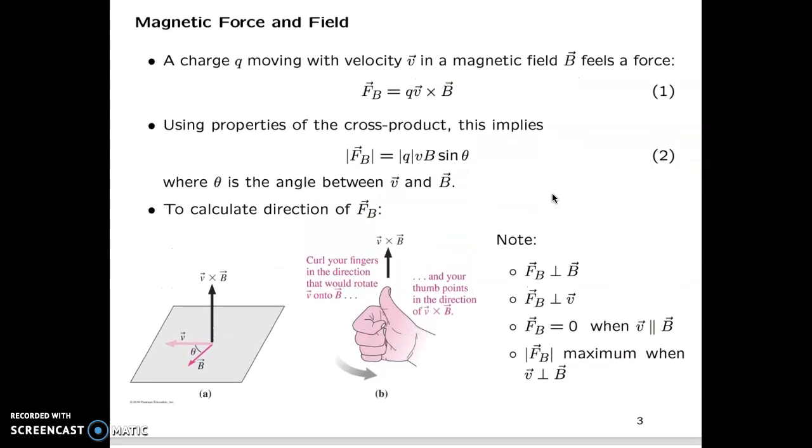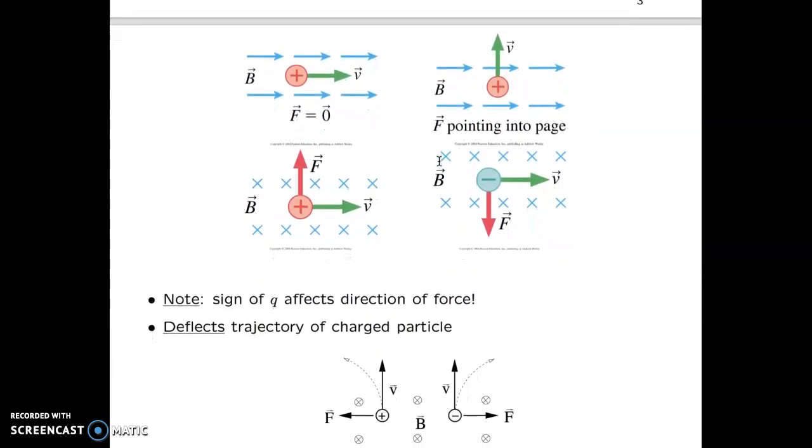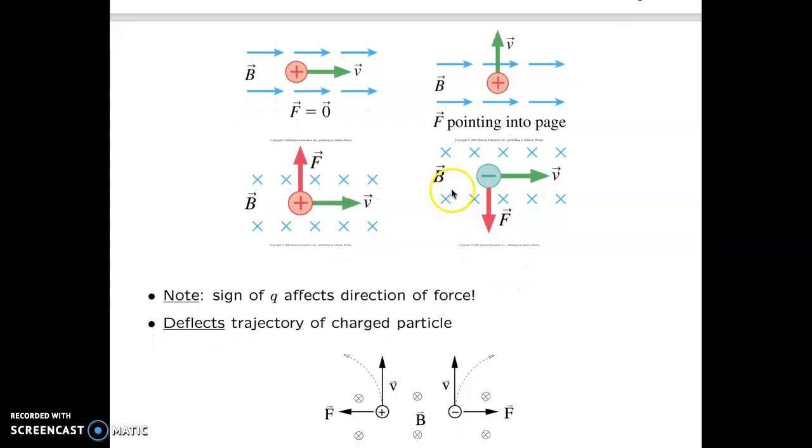Why? Because go back to equation 1. We're not just taking the cross product of V cross B. We're multiplying by the charge Q. If Q is positive, the direction is the same. But if Q is negative, then the direction changes. Okay? So it changes how it goes in the opposite direction.